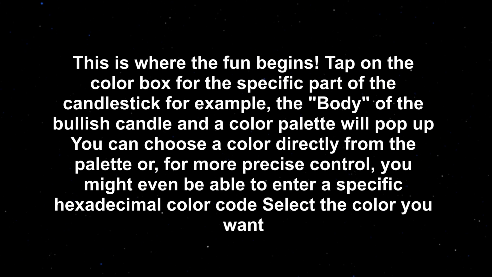Tap on the color box for the specific part of the candlestick. For example, the body of the bullish candle, and a color palette will pop up. You can choose a color directly from the palette, or for more precise control, you might even be able to enter a specific hexadecimal color code. Select the color you want.